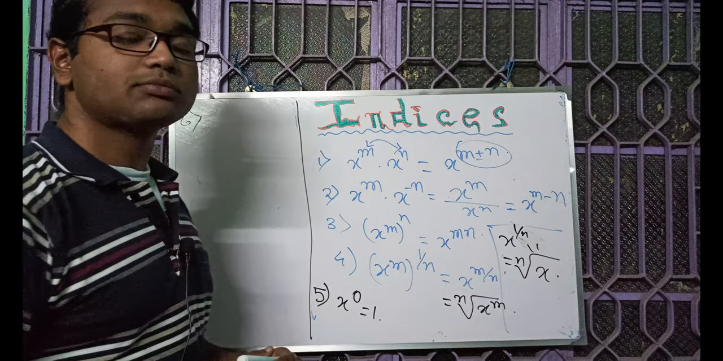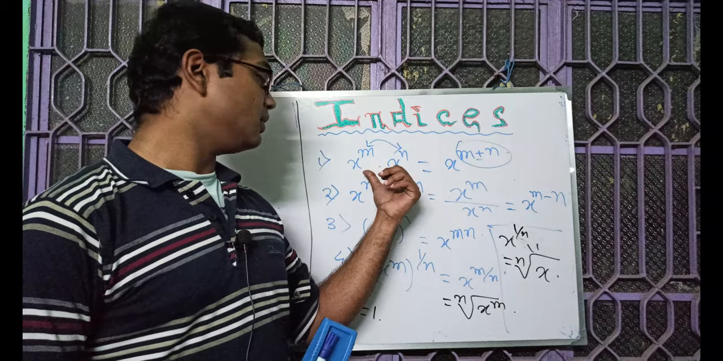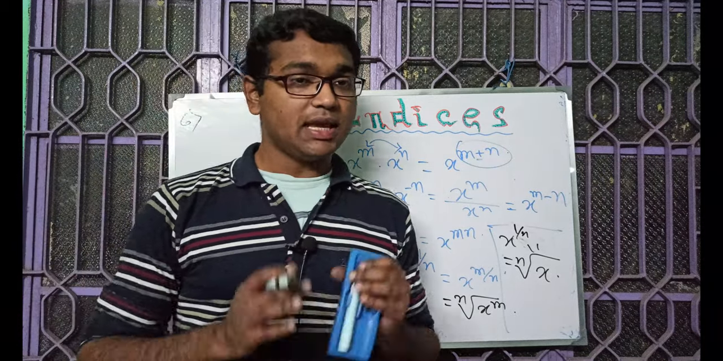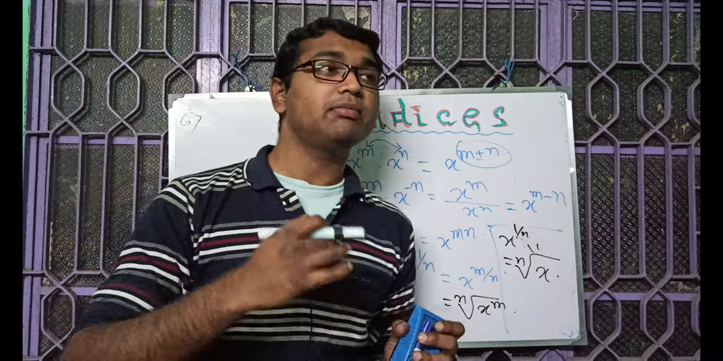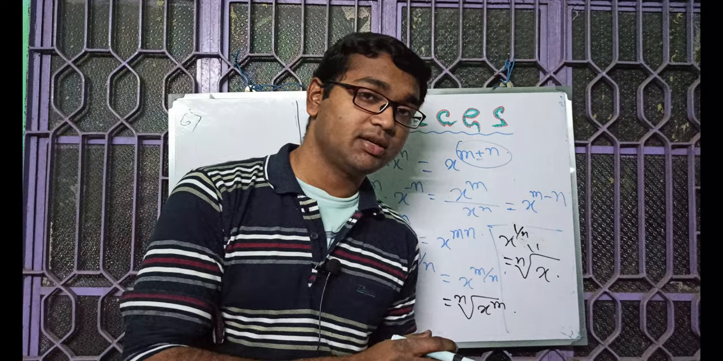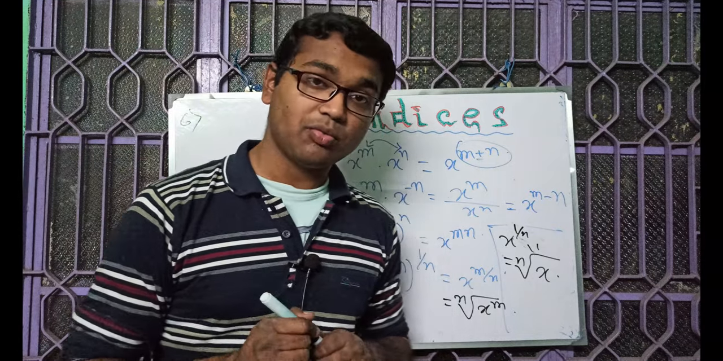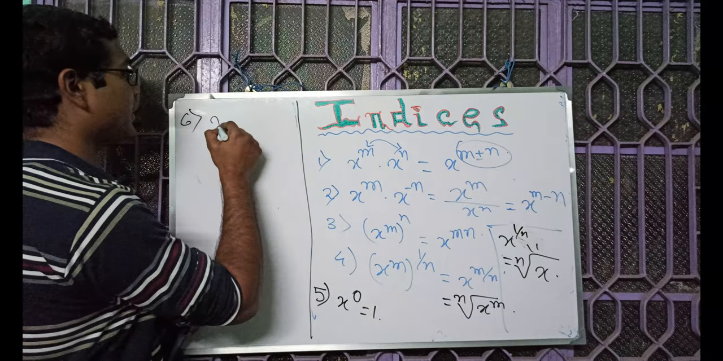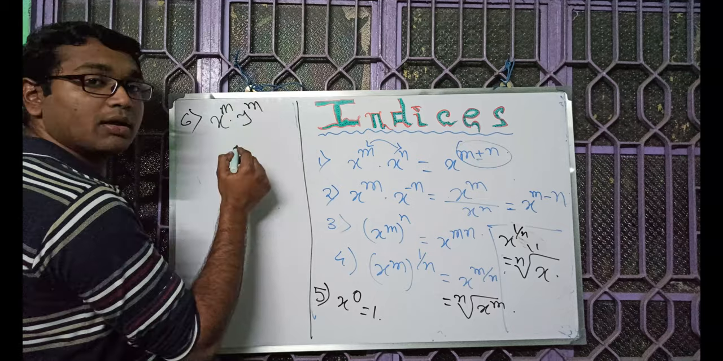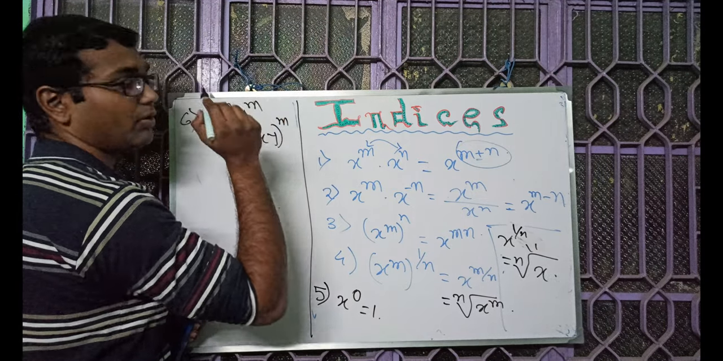Let us come to the next property. So far, I have talked about the same number and then power something, right? Same number to the power something. Now, I am going to change it with a different number, same indices. What will happen then? If I have x to the power m into y to the power m, then we can write it as xy whole to the power m.